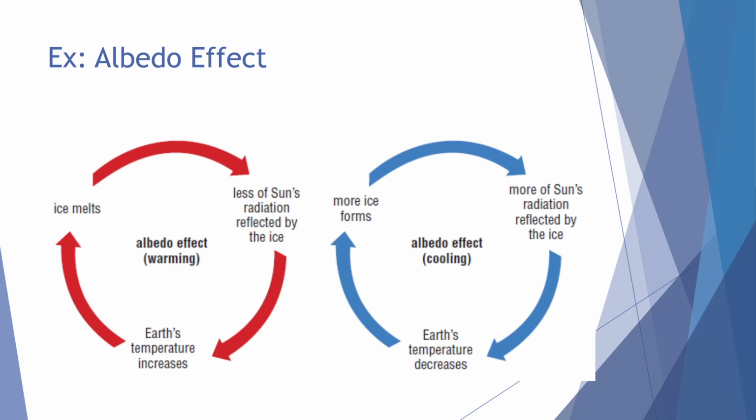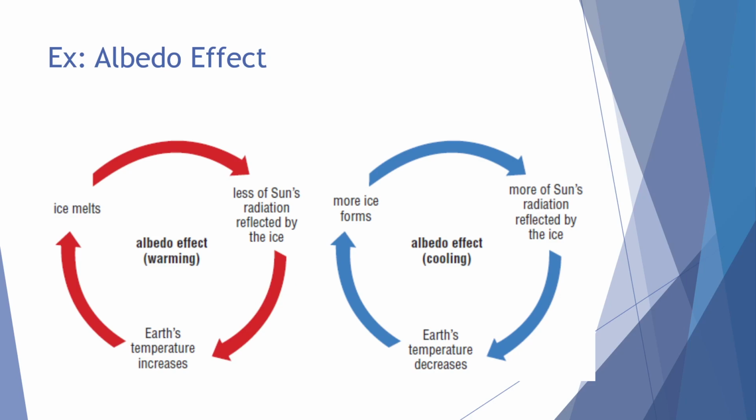An important idea is what we call the albedo effect. Albedo is the amount of incident light or radiation that is reflected by the surface of a planet or a moon, for example. If we look at the albedo effect from a warming point of view, ice melts and then less of the sun's radiation is reflected by the ice. So more of it stays on Earth, and then Earth's temperature increases, and then more ice melts, and that loops in a positive fashion.